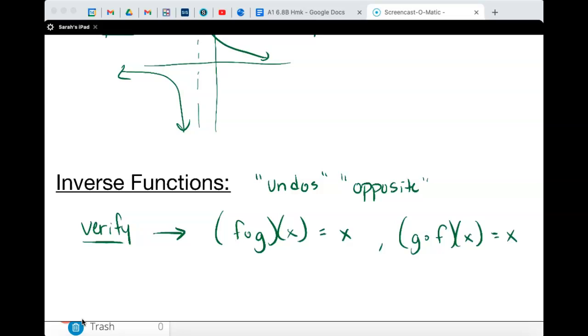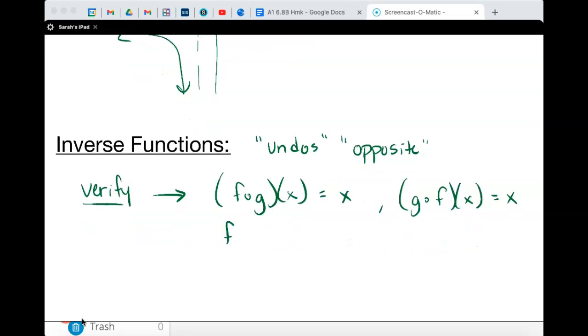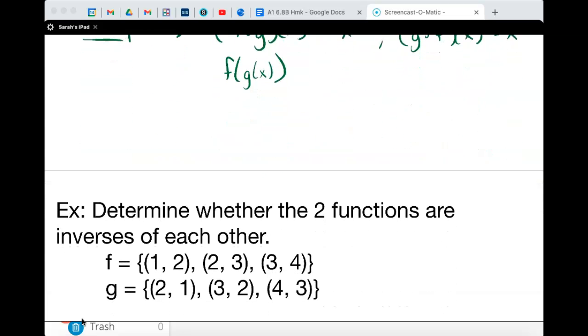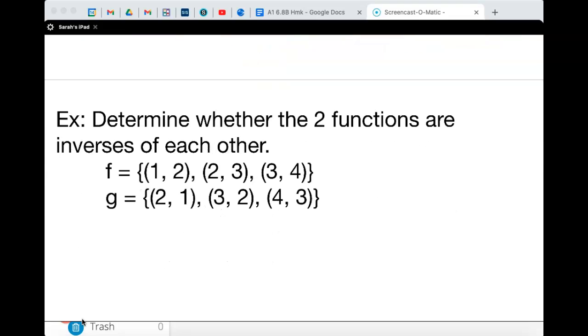So does anybody remember how to compose functions? Right, you would rewrite it as f of g of x. So you substitute g of x in the f of x function. Same thing with g of f of x. So this is the only piece of inverse functions that we're actually doing today. So with this one, we're just given a set of ordered pairs, which could represent functions. We want to figure out if they're inverses of each other. So we'll see if we remember another piece of information about inverses.